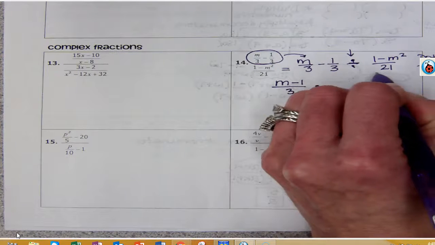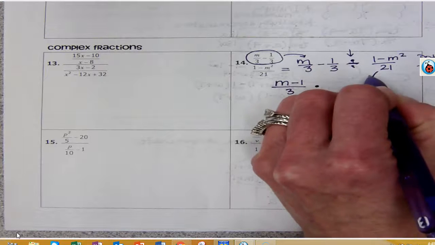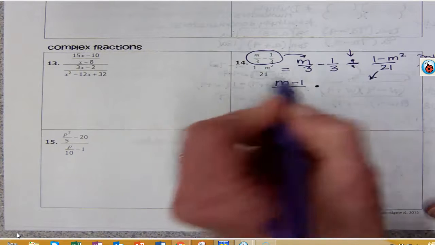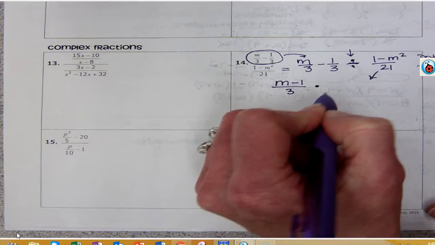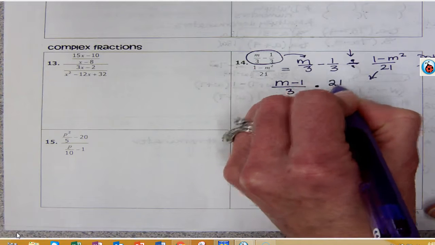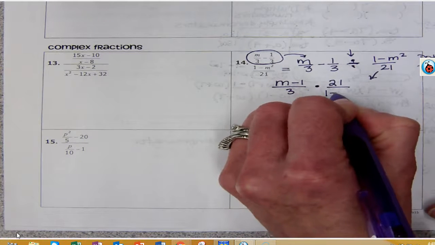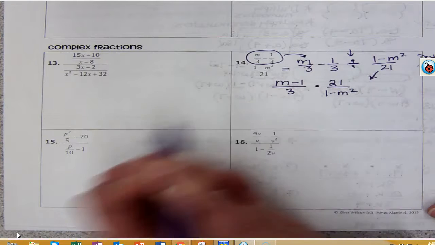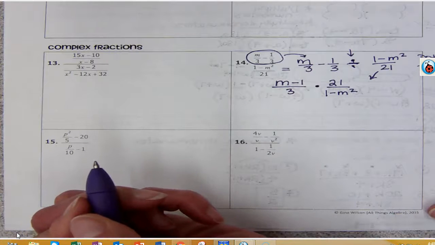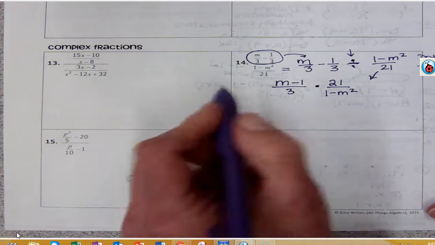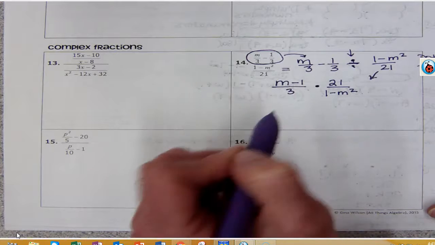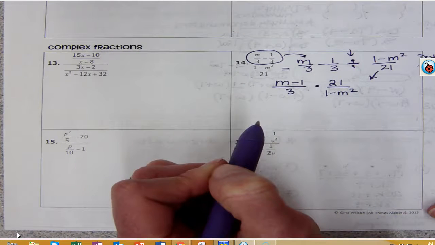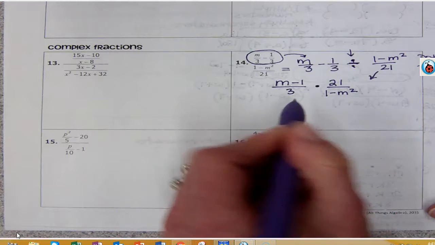Now I get to flip my second fraction. So instead of 1 minus m squared over 21, it's going to be 21 over 1 minus m squared. Now I have a multiplication problem, and I'm going to see what I can factor out and reduce.